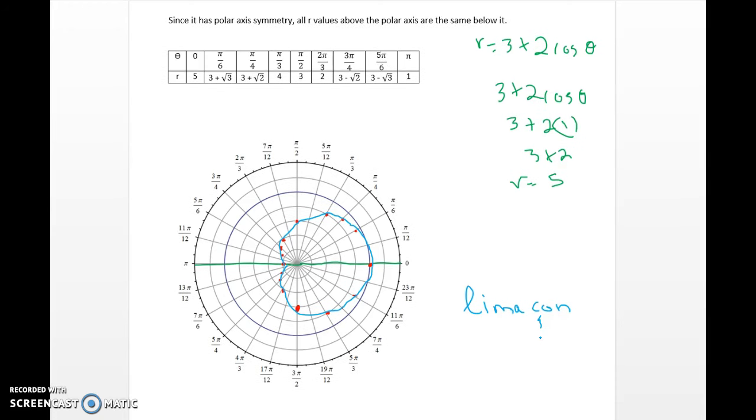So what you're going to see with graphing these polar equations is you're going to get some really interesting curved shapes. And we will stop here for part 2 and continue on with part 3.